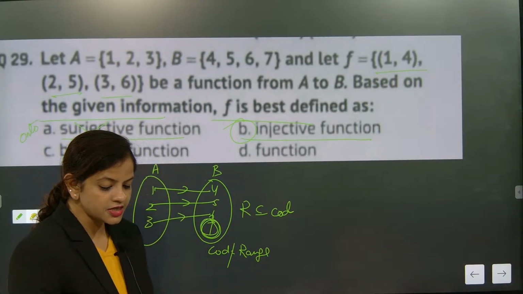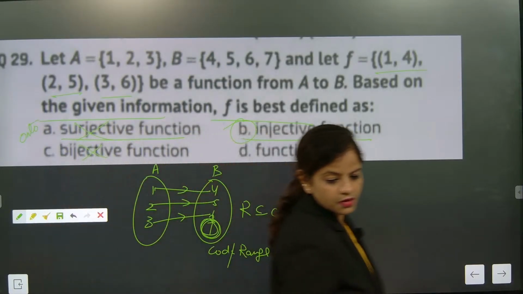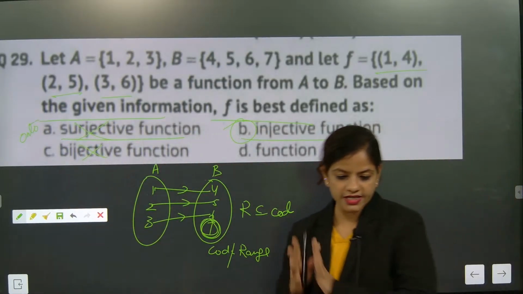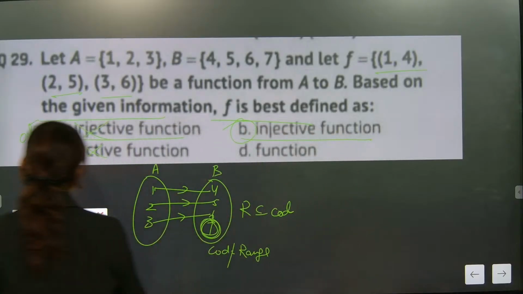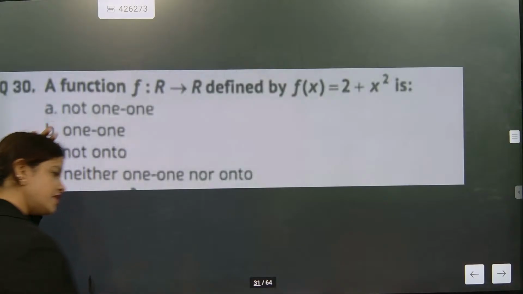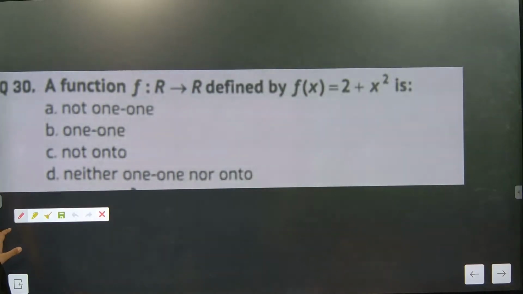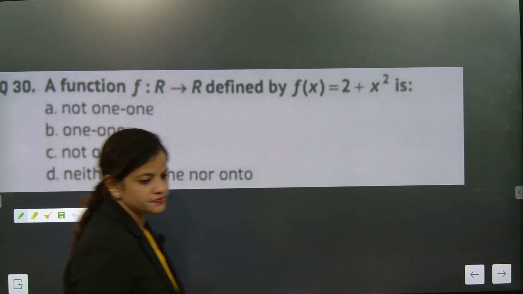I hope till here it is clear. Now we are going to go to the second section. Next, we are going to check the next question. Now what they are asking is, here f of x is equal to 2 plus x square, is it not 1-1? See, the first work is, you check two things here.